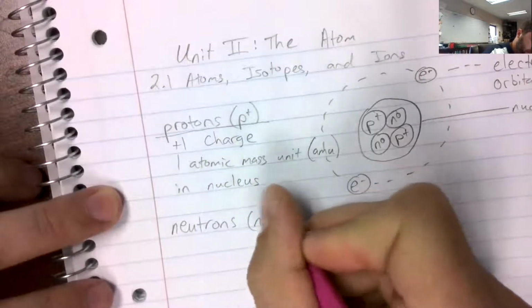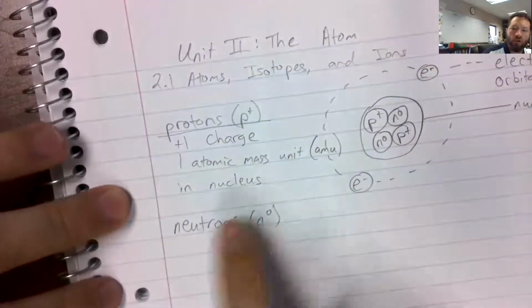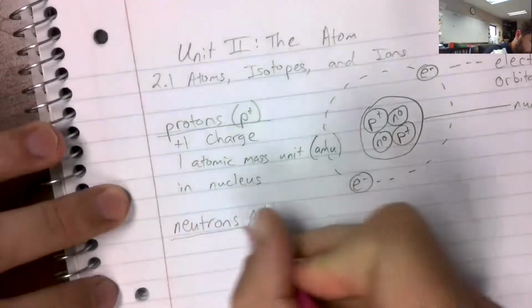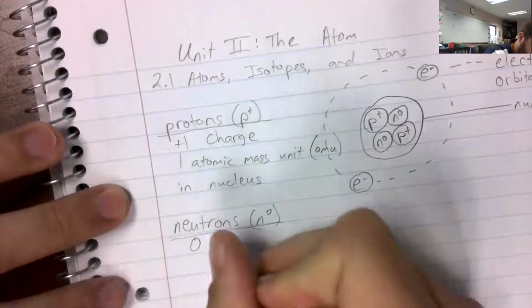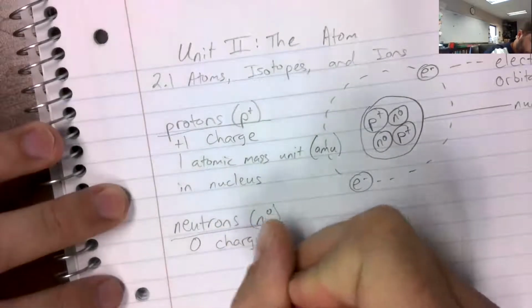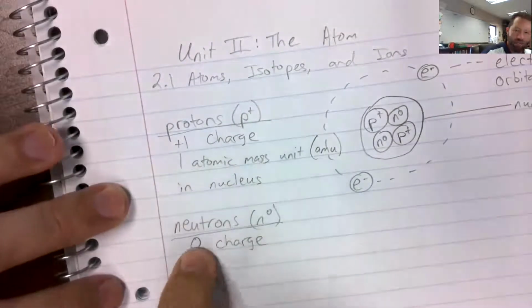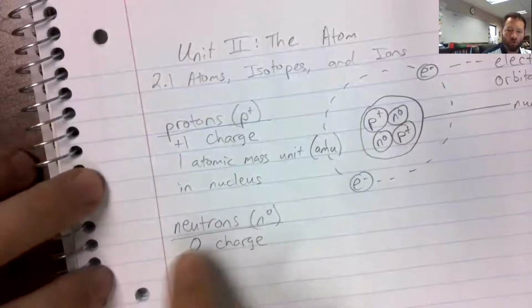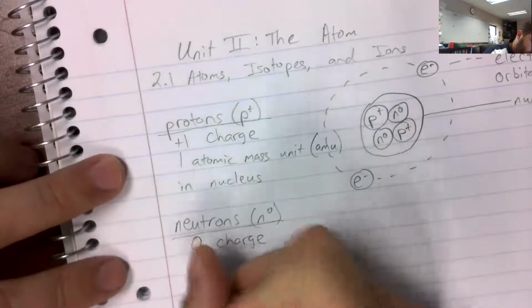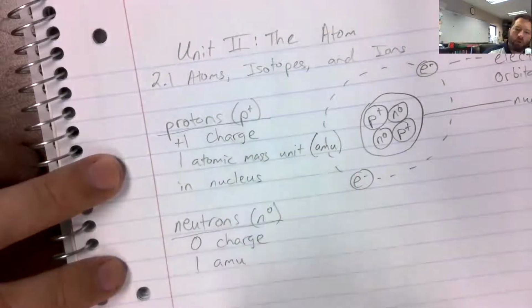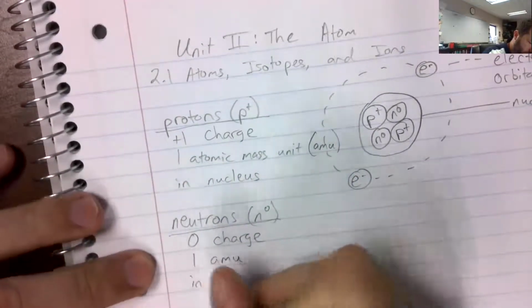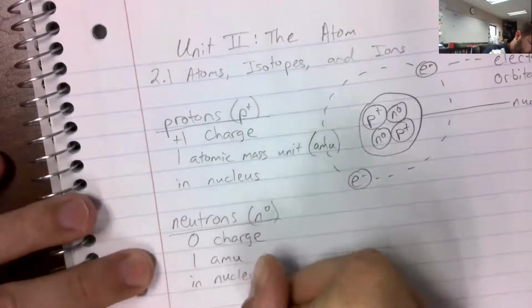Next up, those N zeros are neutrons. And the reason why they're N to the 0 is because they have 0 charge. So they don't have any charge, kind of the term neutral for neutrons. They do have 1 AMU, so they do have the same mass as a proton, and they are also found in the nucleus.